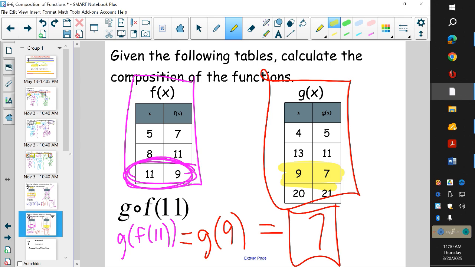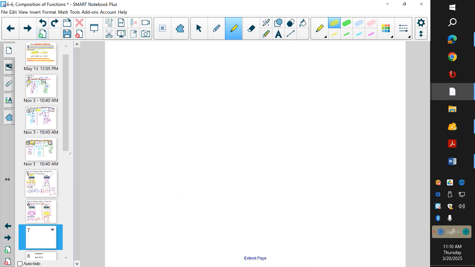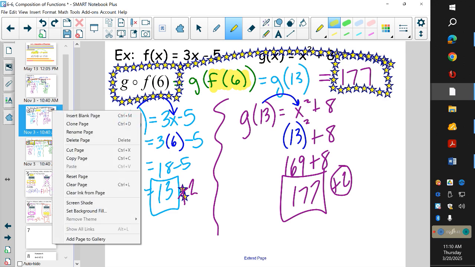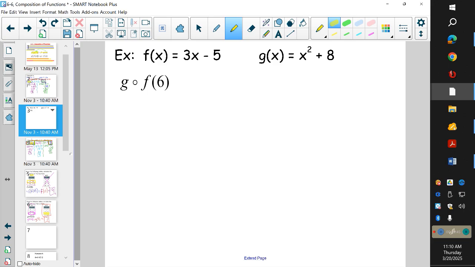Okay, I just realized that I did not cover one that does not have that. So let's make sure that I give you that. And I'm going to come back up to a previous example. So let's go ahead and do this one.